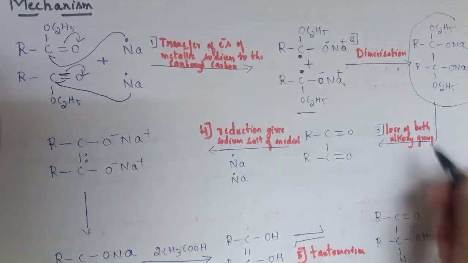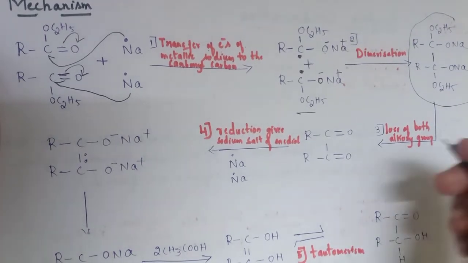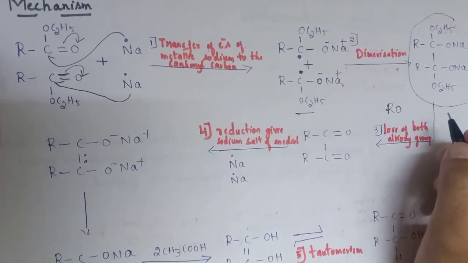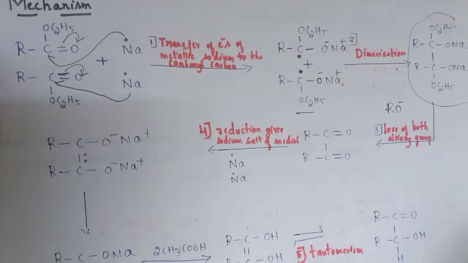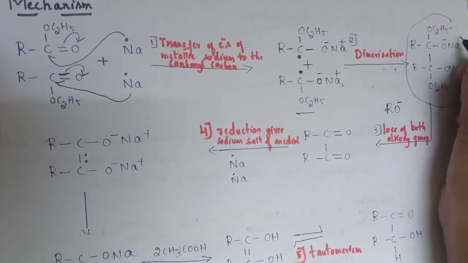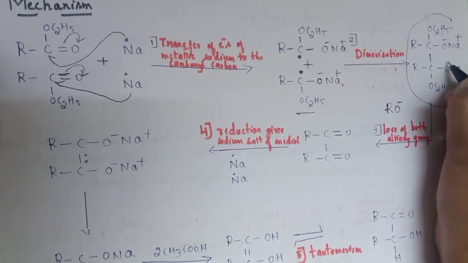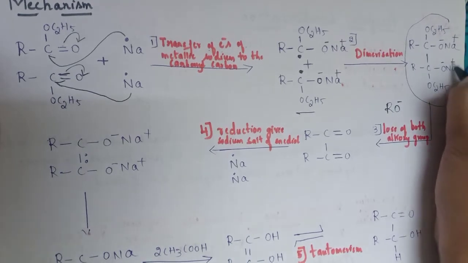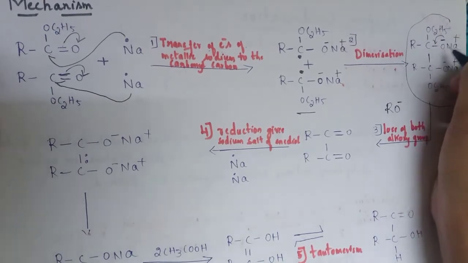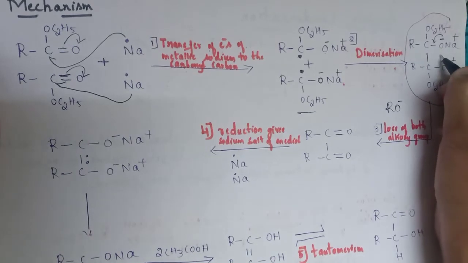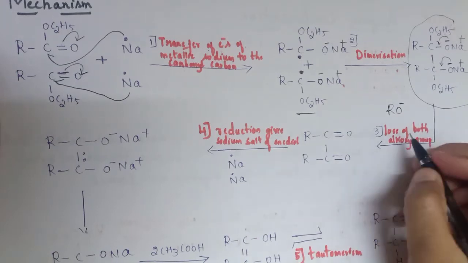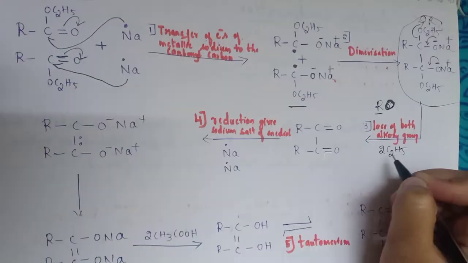Now coming to the third step. In the third step, what happens is loss of both alkoxy groups. You have to remember what an alkoxy group is: an RO minus group. Here we know that this oxygen has a minus charge and this sodium has a positive charge, whereas this oxygen also has a minus charge and this sodium has a positive charge. When this is shifted towards this side, it will become a bond, and when this negative charge is shifted towards this bond, it will become a bond. So here loss of both alkoxy groups takes place.